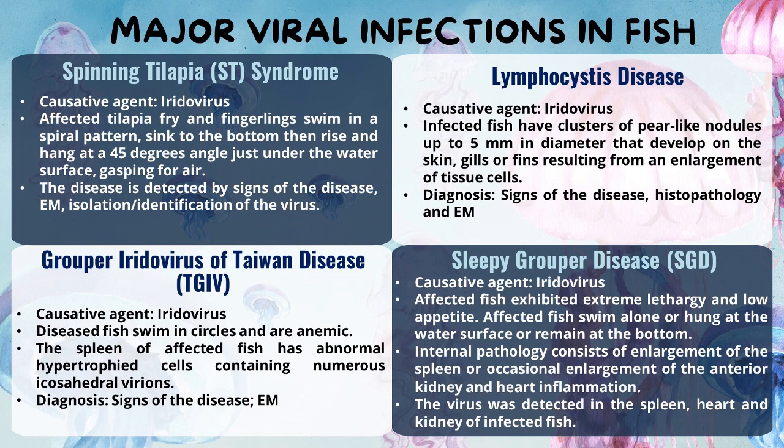Lastly, the sleepy grouper disease, or SGD. This viral infection is again caused by iridovirus. It affects Epinephelus tauvina. Affected fish exhibit extreme lethargy and low appetite. Affected fish swim alone or hang at the water surface or remain at the bottom. Acute disease causes up to 50% mortality, mostly occurring during the night or in the early hours of the morning.